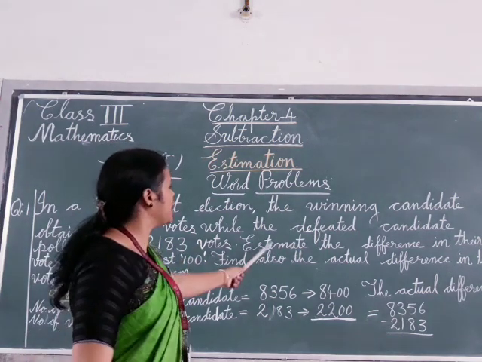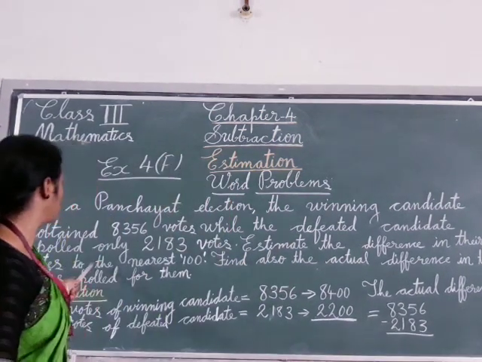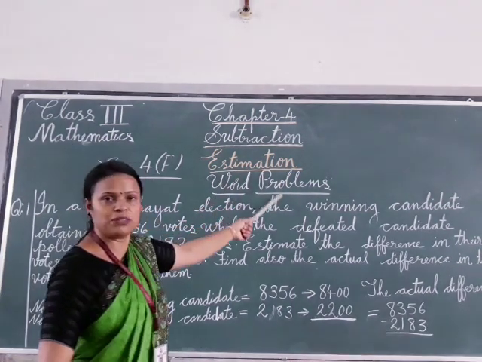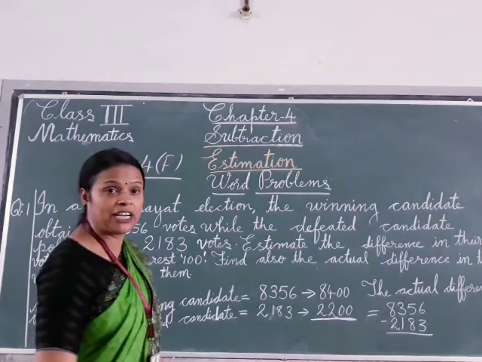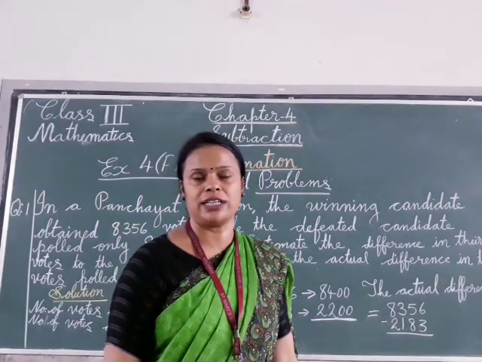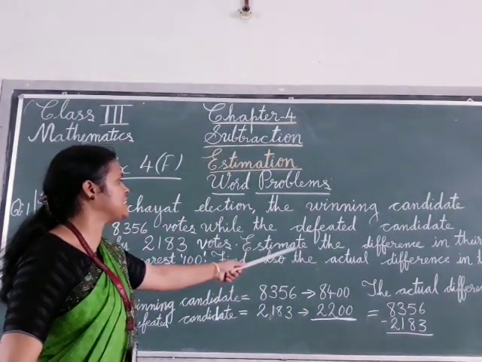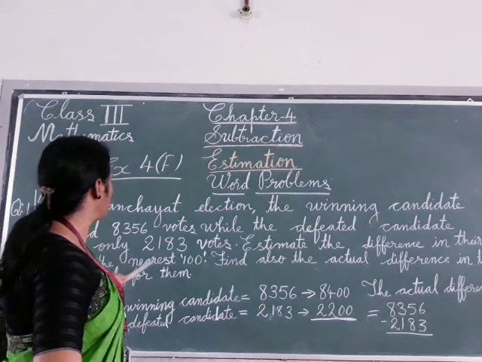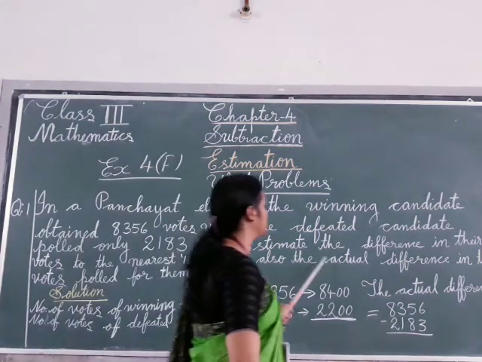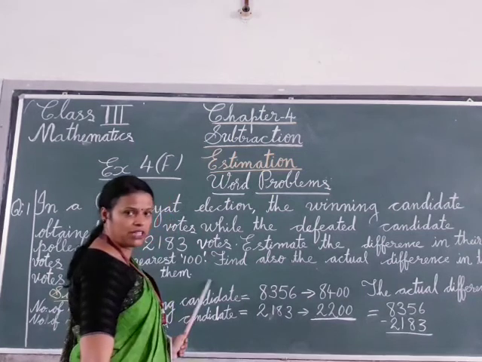Then now we have to estimate the difference in their votes to the nearest 100. The topic we are learning is estimation. That means we have already learned how to round off a number to 10, 100 and 1000. Here you are getting a question: estimate the difference in their votes to the nearest 100, and also find the actual difference in the votes polled for them.